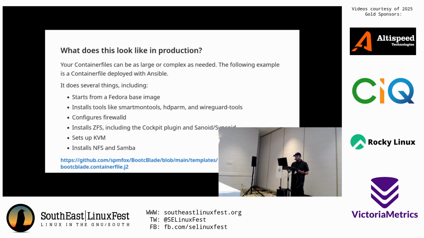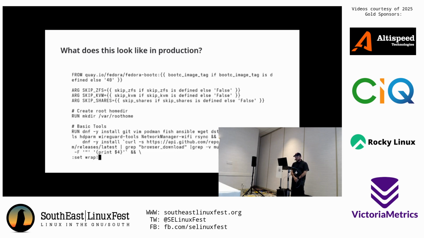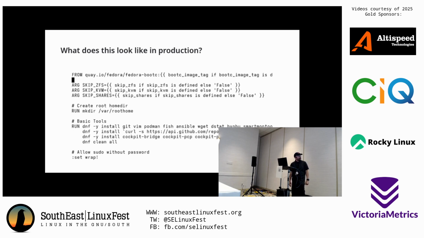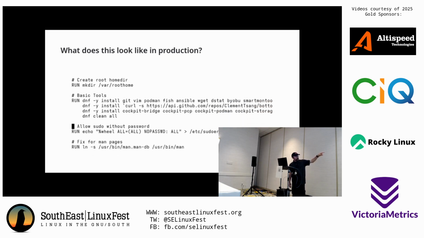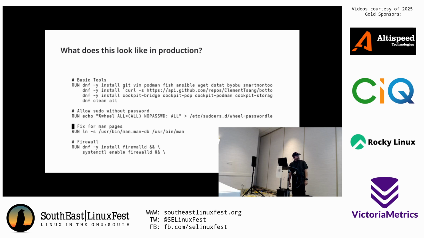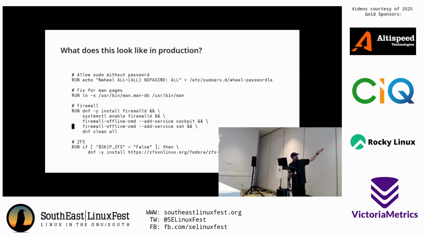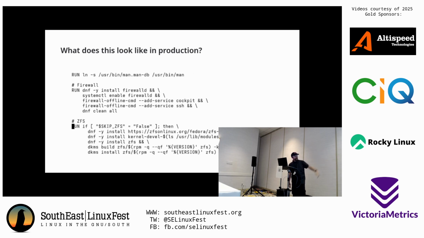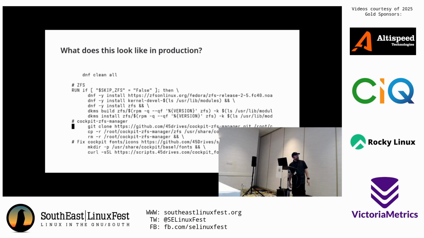So this is what a container file would look like that has a lot of stuff in it, like a real build, right? So don't expect you to actually read this. But you can see right here a bunch of DNF, like we're installing Podman, Fish, Ansible. Podman's probably already there, it's not needed, but Cockpit Bridge, Cockpit PCP. I'm not word wrapping, so you can't see everything, but we're allowing sudo stuff, man page fixes. We're setting the firewall. Again, this is on the base image. We're installing ZFS, right? That's a complex thing.